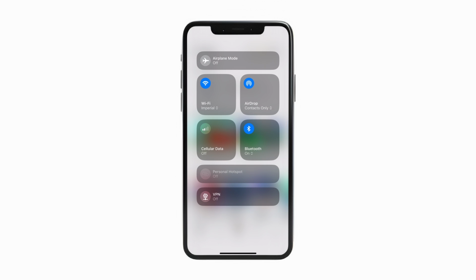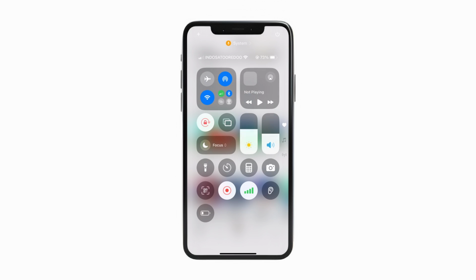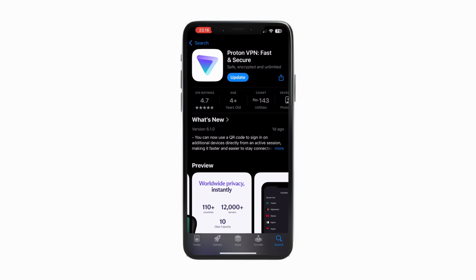So what are the potential solutions? Note that I say potential, because some of these may not work depending on the severity of what you did. The first one is that you can try clearing the device cache.